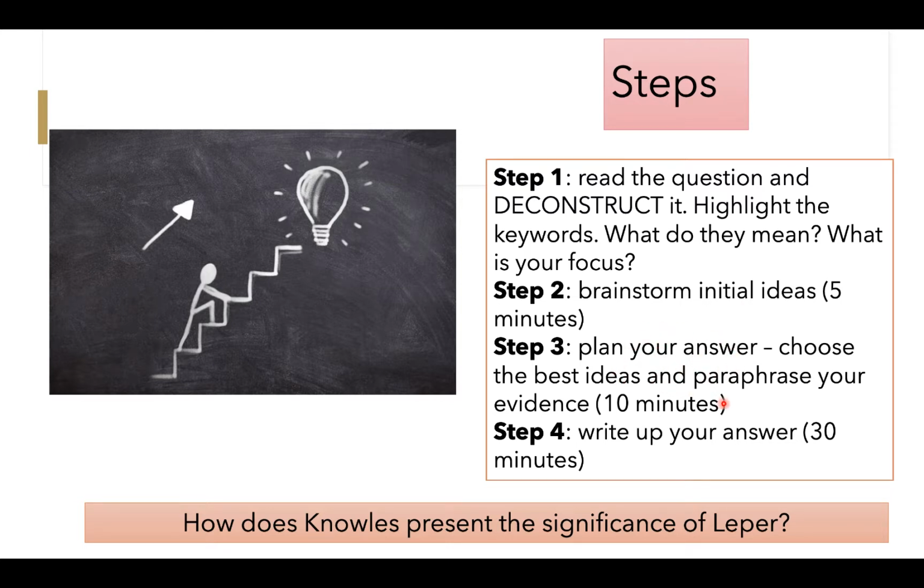So you choose your best ideas and you begin to paraphrase your evidence. Paraphrase is where you can't remember the exact quotation, but you can remember the gist of it. Paraphrasing is fine, as long as you do have something paraphrased, because this now becomes your evidence and stands in place of a quotation. Step four, write up your answer.